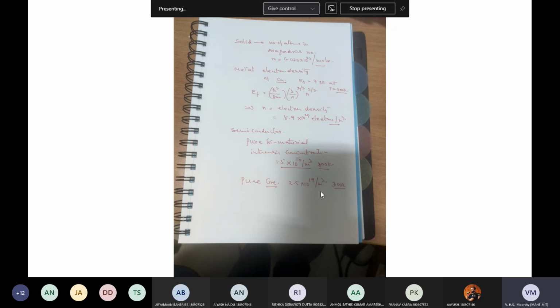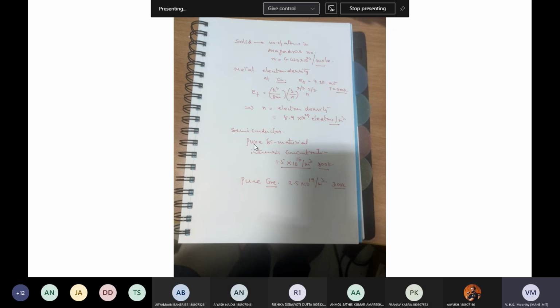I hope you understand why temperature has an effect. Once we increase the temperature, electron-hole pairs will increase. All those things will happen. Because of that effect, the electron density can increase. That's why, whenever we talk about semiconductor electron density, we have to mention at what temperature we are talking.